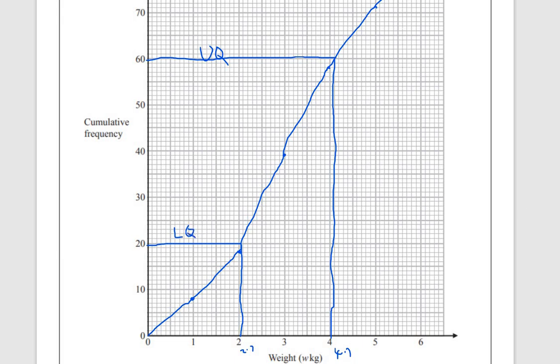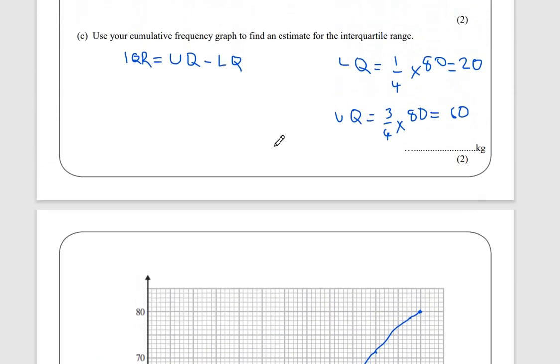And so all we need to do is just subtract these two numbers. So 4.1, which was the upper quartile, take away the lower quartile, 2.1. So the interquartile range is 2. All right, so this is like an estimate. It's not an exact answer. So you could get something in between 1.9 to 2.1. Then you've got the right answer. So that's how we calculate the interquartile range.